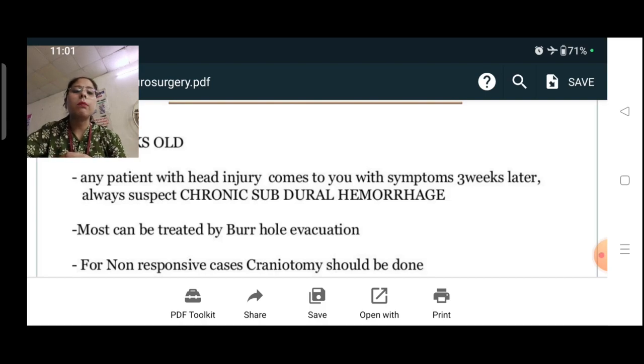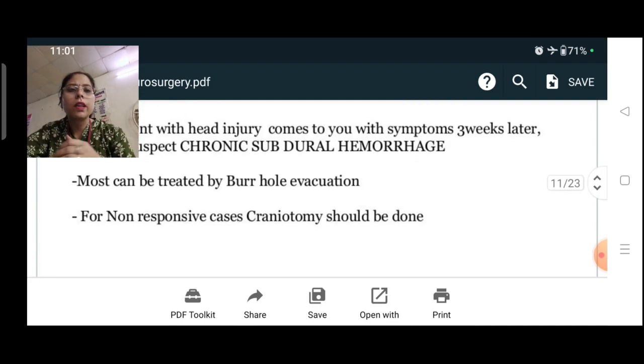And most can be treated by burr hole evacuation. The only treatment is the burr hole evacuation, not the only but the useful. For non-responsive cases, craniotomy should be done. If we have done the burr surgery and the patient is not responding the way we were expecting, then obviously we have to go to much higher surgeries, and it will include craniotomies. Thank you.